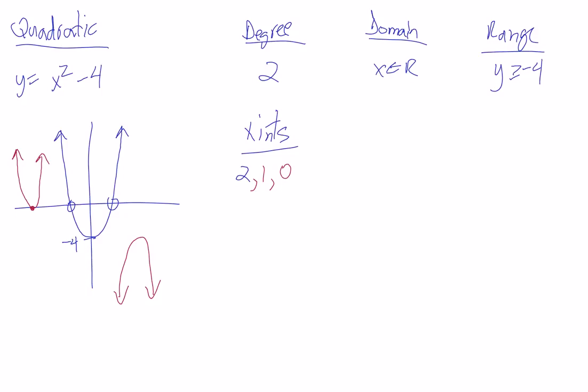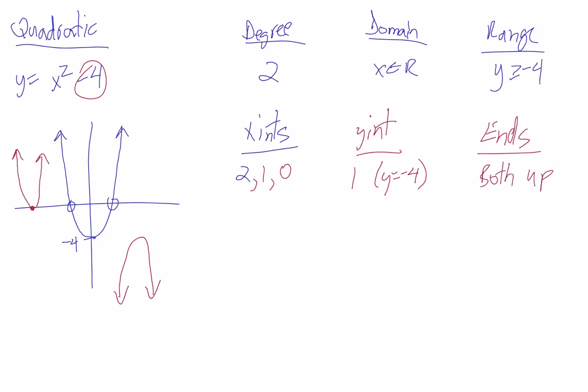And in this case, our y-intercept, again, we have 1, and it's going to be that negative 4. And our ends will be either both up or both down, just like we did for a constant. Okay, so either pointing up or pointing down. They're either one or the other.